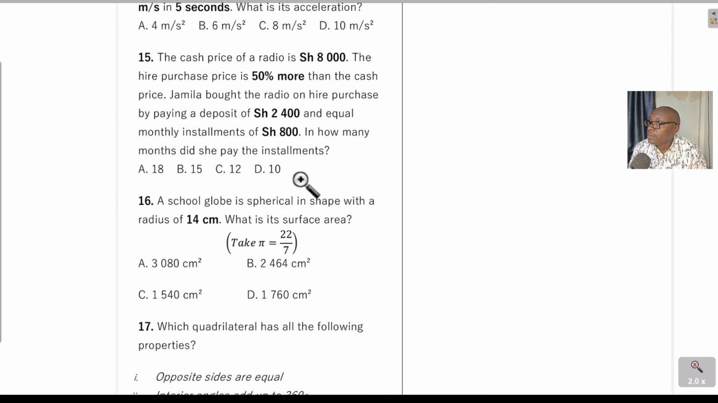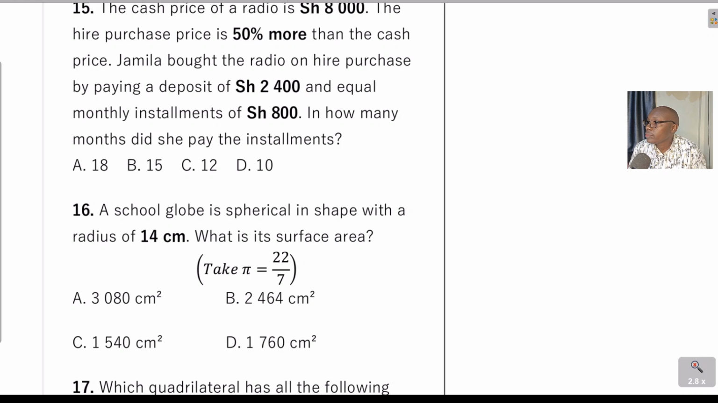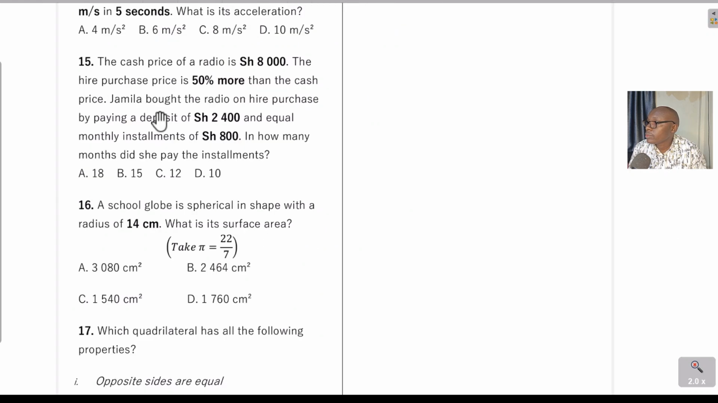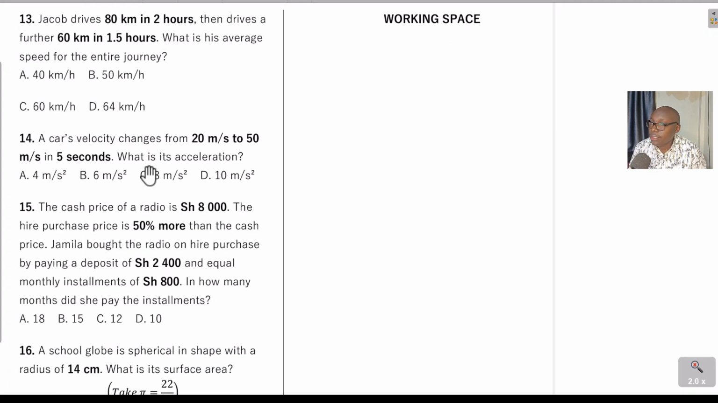The next part is question 13. Jacob drives 80 kilometers in 2 hours, then drives a further 60 kilometers in 1.5 hours. What is his average speed for the whole journey? So how do you get the average speed? Average speed is obtained by getting the total distance divided by the total time taken.